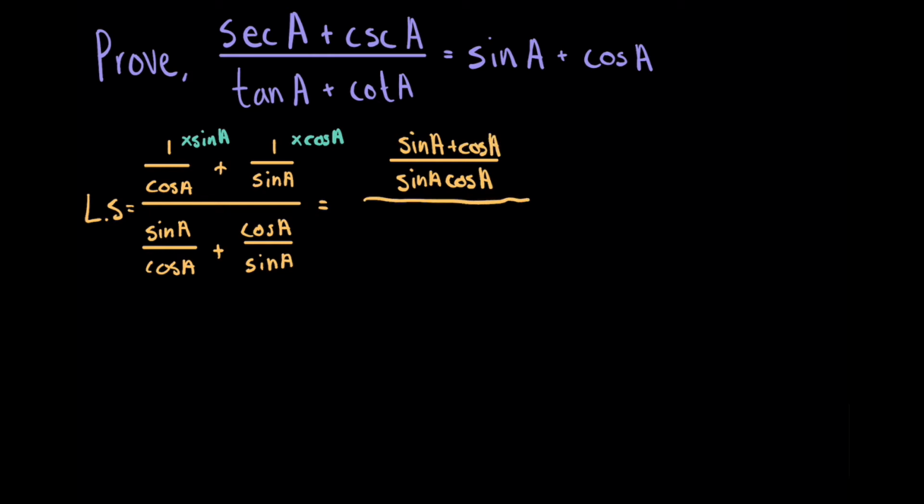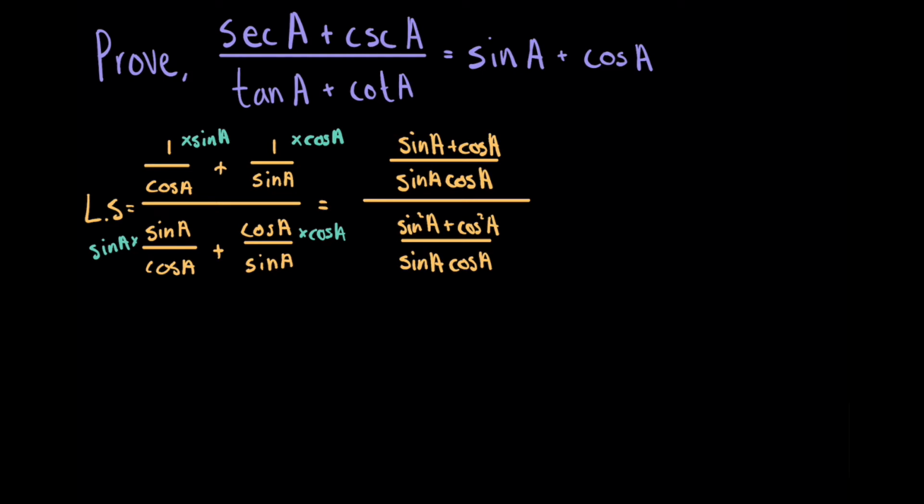For the bottom of this fraction, again, we have the same denominator, sine A times cosine A. In the numerator for this lower fraction, again, we had to multiply the first expression by sine A and the second one by cosine A to get the common denominator. So our numerator is going to be sine A times sine A, or sine squared A, plus cosine times cosine, cosine squared A. All right, perfect. So now we're here. Let's see what we could do next.